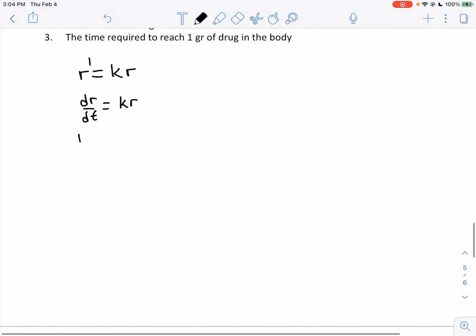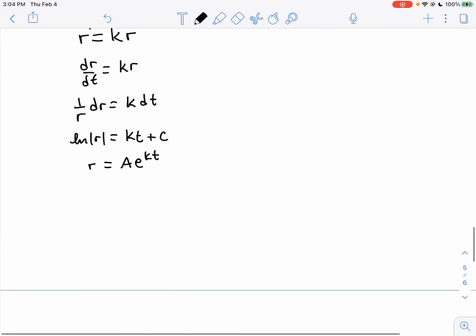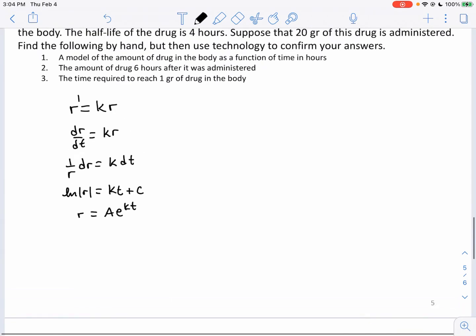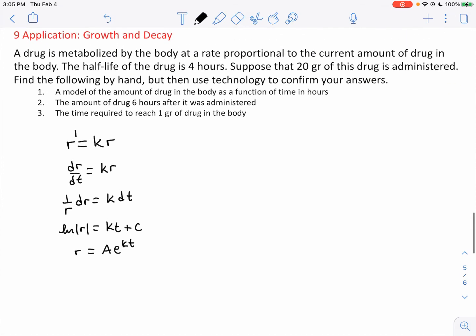And we're going to separate the variables. 1 over R dR is equal to k dt. Integrate, so we get natural log of absolute R is equal to kt plus C. Exponentiate, we get R is equal to some constant times e to the kt. Skipping a few steps there because we've done them before. And here we have our general solution. The amount of drug is equal to A times e to the kt.